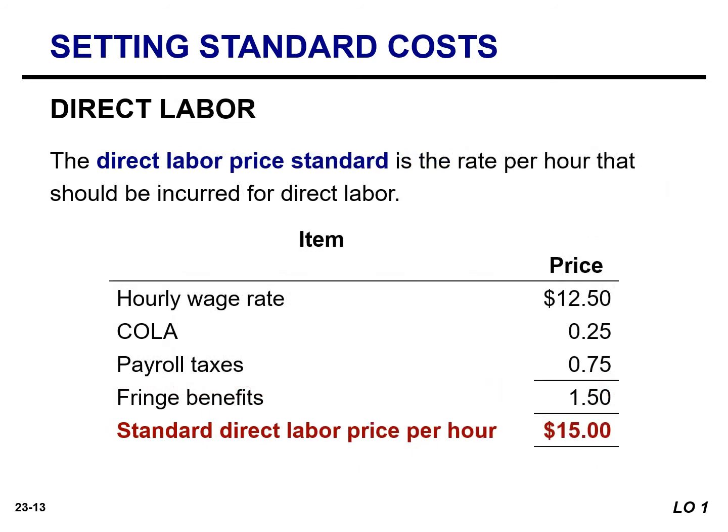The direct labor price standard is the rate per hour that should be incurred for direct labor. The standard is based on the current wage rates, adjusted for anticipated changes such as cost of living adjustments or COLAs. The price standard also generally includes employer payroll taxes and fringe benefits such as paid holidays and vacations. The direct labor price standard is $15.